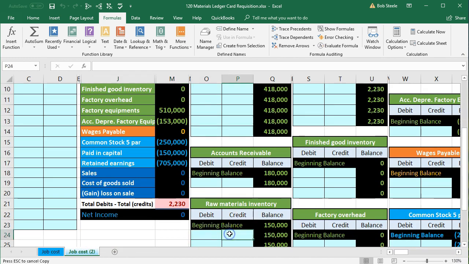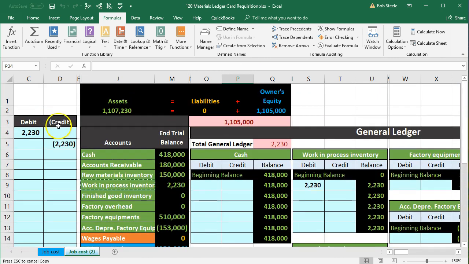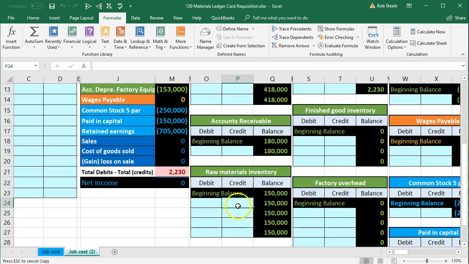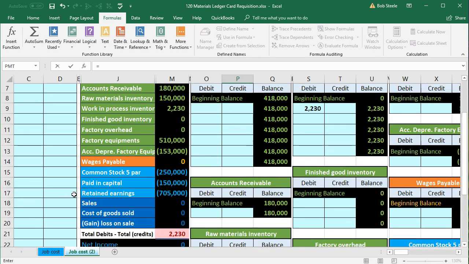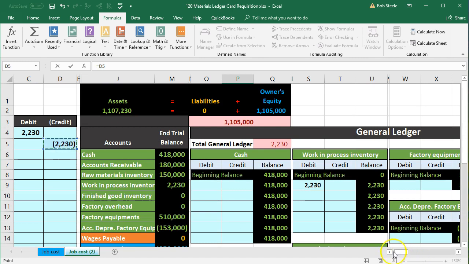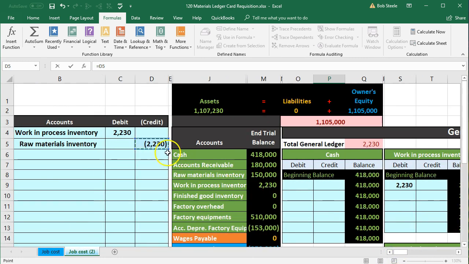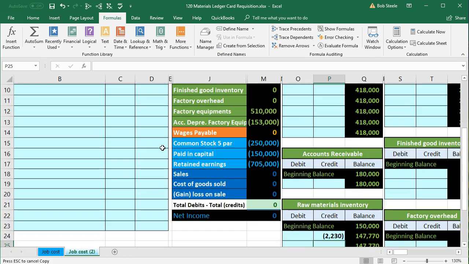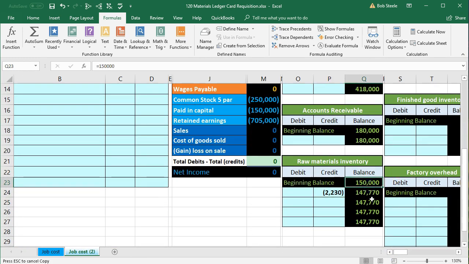So we want to be on the credit side. I'm in cell P24, and I'm going to have to scroll up just a little bit to do this. I'm going to be in P24 here and say equals. You could put just a dollar amount here, but I would highly recommend using formulas as much as possible. Scroll up, and we want that 2,230 on the credit, and enter. That brings the 550 down by 2,230 to 147,770.